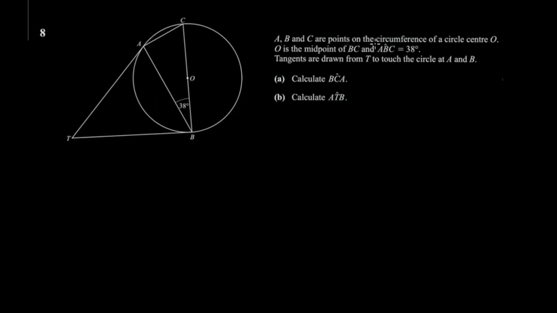Okay, so A, B, and C are points on the circumference. So the center is O, okay, which is good. So O is the midpoint for BC, that means that is the center. And ABC is equal to 38 degrees. So this is the angle here that we're given. The tangents are drawn from T, from this point, and they touch the circle at point A and B like this. Okay. So I'm asked to calculate BCA. So BCA is this angle here.